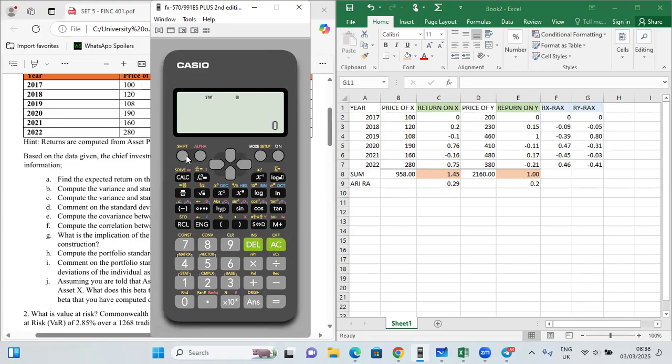Press AC, press shift, then 1. Then you choose 4. Then the arithmetic return for X is going to be 2. So you press 2 equal to, so you see 0.29 is here. If you want to get for Y, AC, shift 1, the same 4, and then 5 is for the return of Y. So 5 equal to, then you get 0.2 for the return of Y. So simple, right? So simple and straightforward.